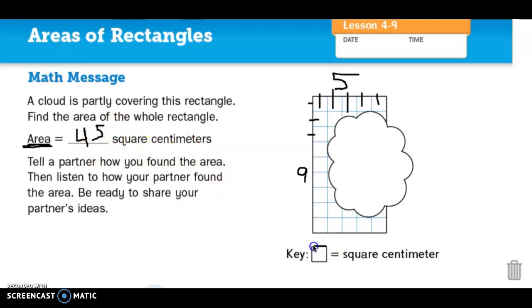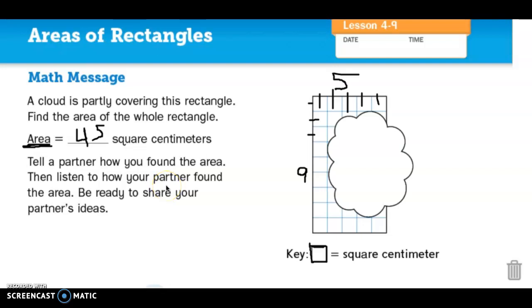And this is a square centimeter because each side is how long? Each side is 1 centimeter. So this is 1 square centimeter. How many square centimeters fill up this rectangle? 45. Our area is 45 square centimeters. That means that this whole side is 9 centimeters. This top side is 5 centimeters. This outside is 9 centimeters. And this bottom is 5 centimeters because it's a rectangle. We wanted to know the area, so that area on the inside covered by square centimeters, 45 square centimeters.